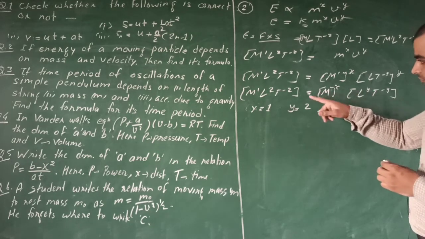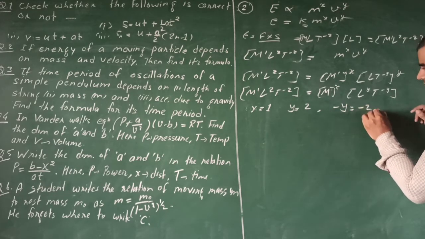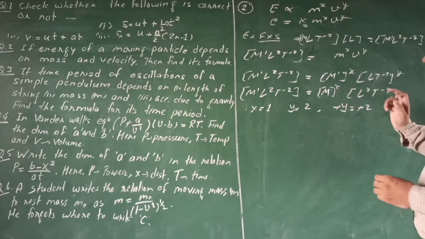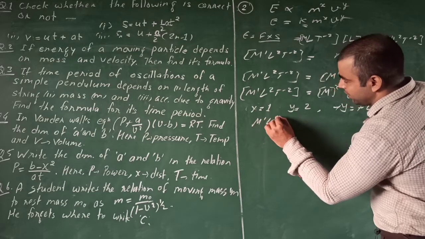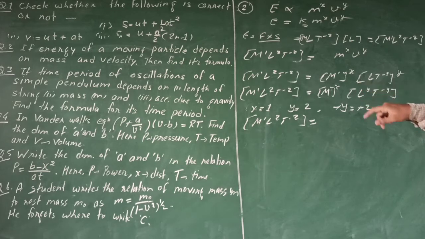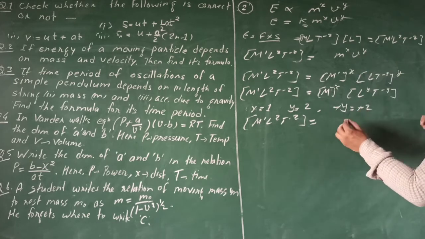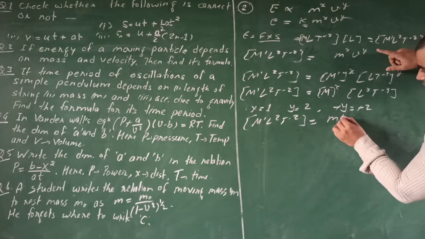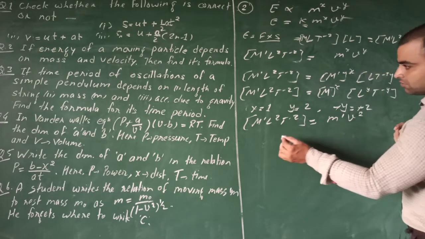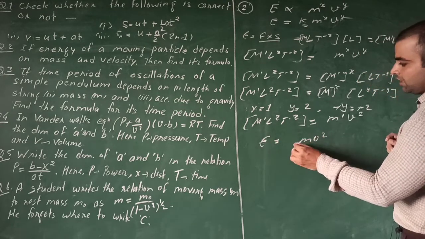Here L^y, and here minus y is given to equals to minus 2, so y is 2. We can write it. And M1 L2 T minus 2. Find out this relation. Put x equals to 1 and y equals to 2. So this is the formula for energy, m v square.